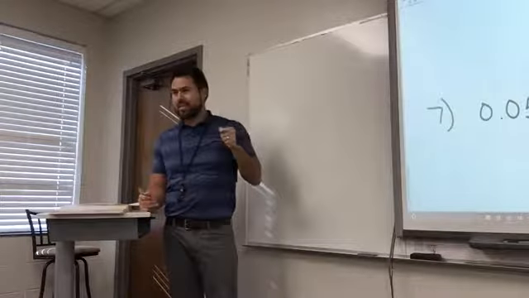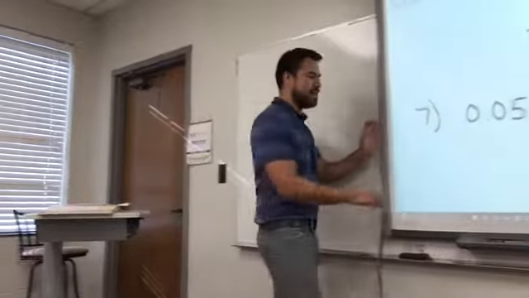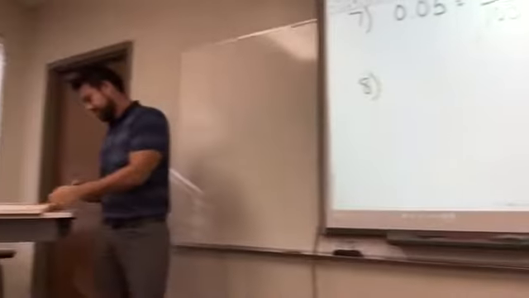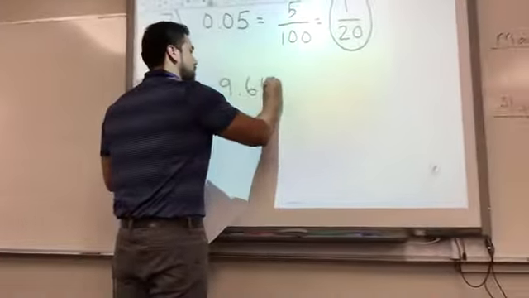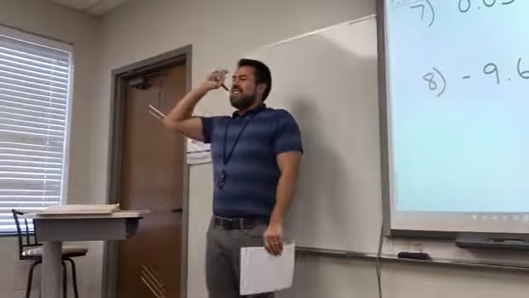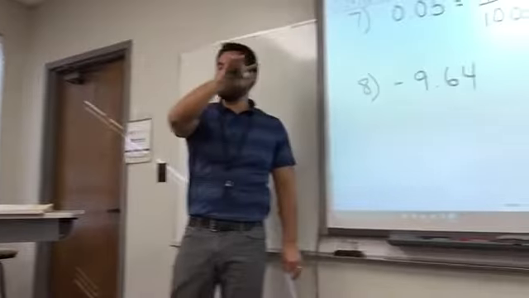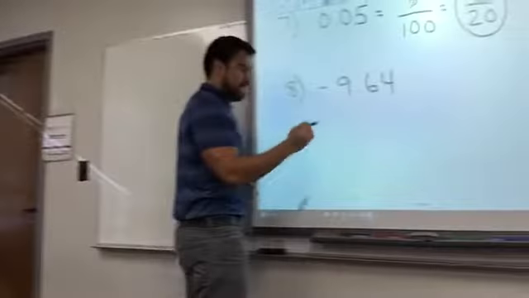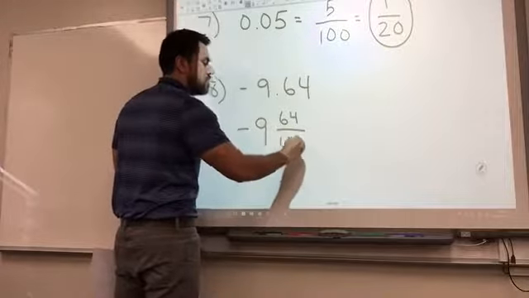Number 8 is a mixed number. So you need to be very careful with that. I think it's a negative. And it has 9.64. Negative 9.64. Oh my. How do I read that number? There is a way to read that. 9 and 64 hundredths. Yeah, negative 9 and 64 hundredths.